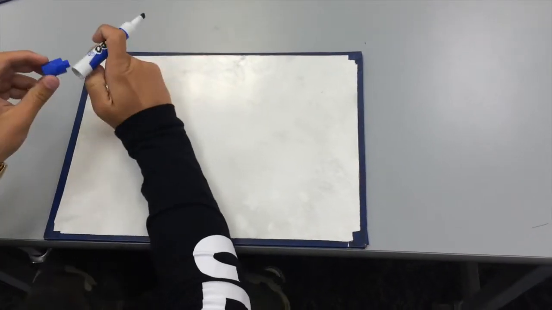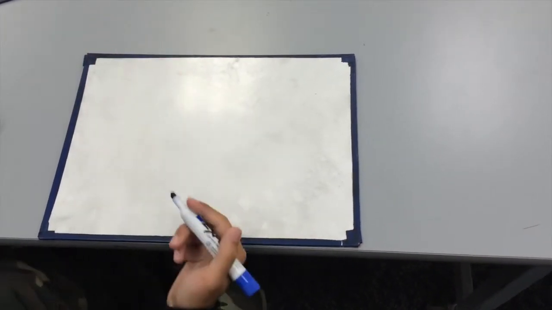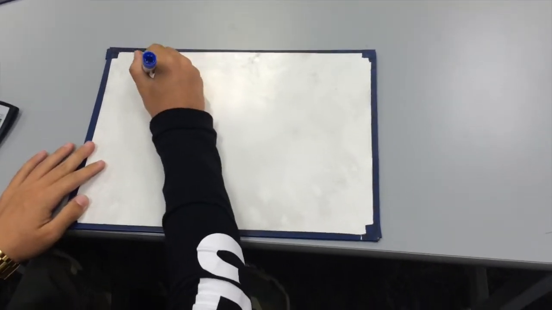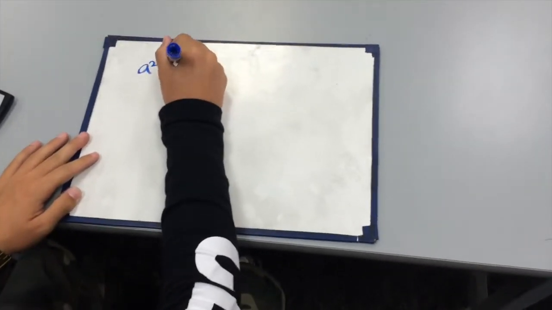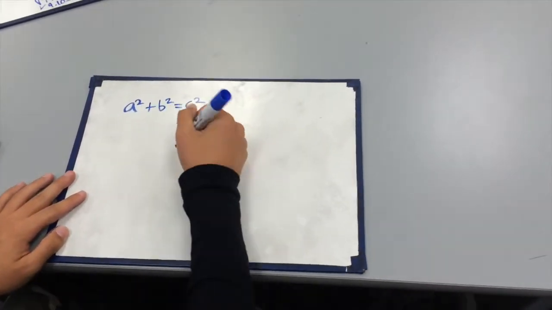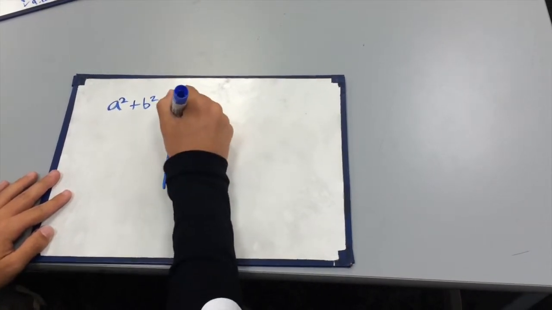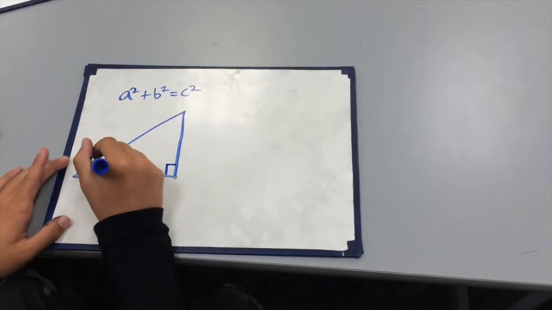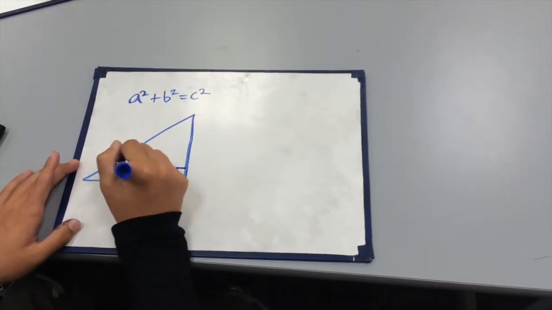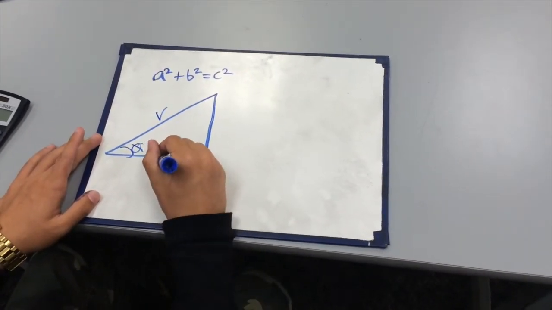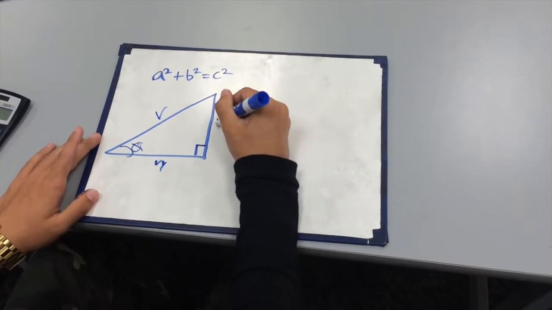Okay, so what we're going to do is use the Pythagorean theorem, a squared plus b squared equals c squared. So let's write it out first. Okay, now we're going to draw our right angle. Now this is an angle here, but we'll worry about that later. So we're trying to find V. We already have Vy, and we have Vx.